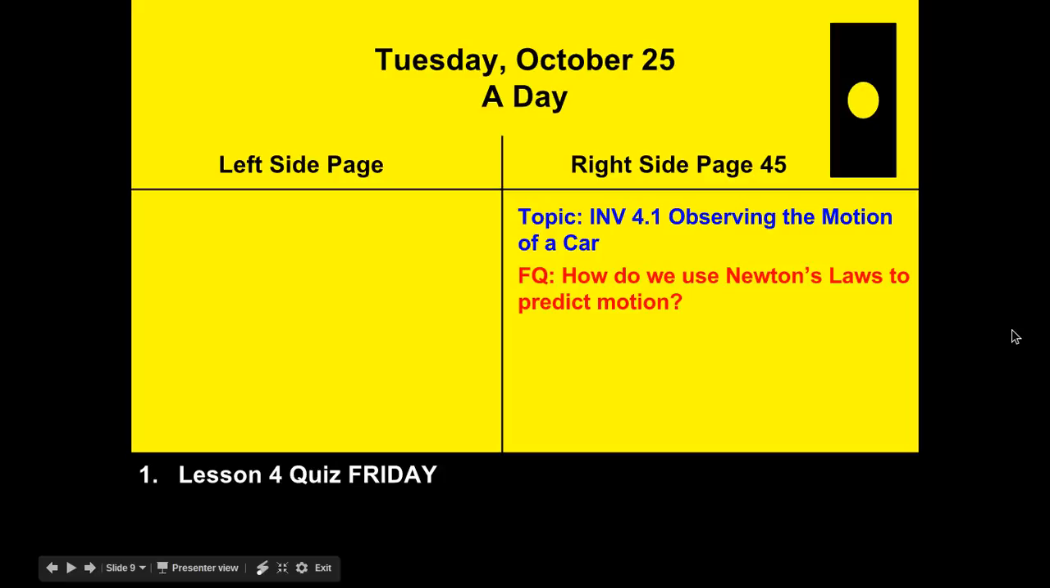Hey everybody, it's Tuesday, October 25th, and we are on page 45 in the notebook. We are writing down investigation 4.1, observing the motion of a car. Our focus question today is, how do we use Newton's laws to predict motion?